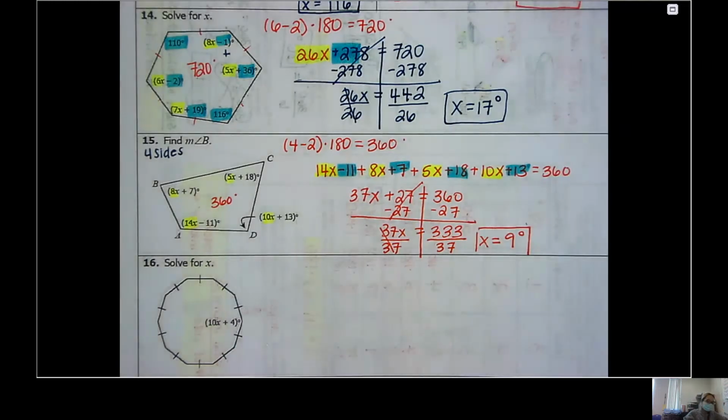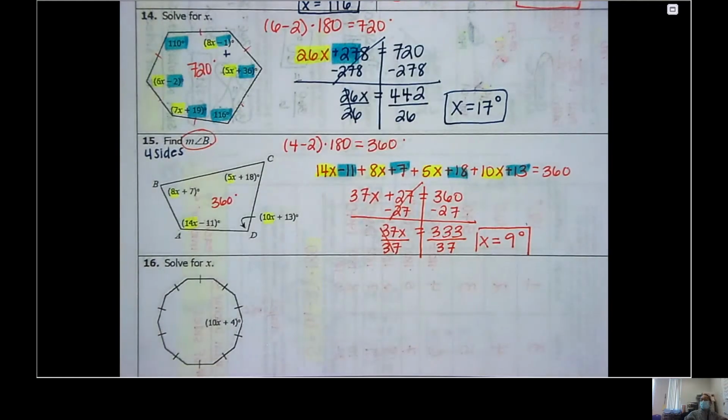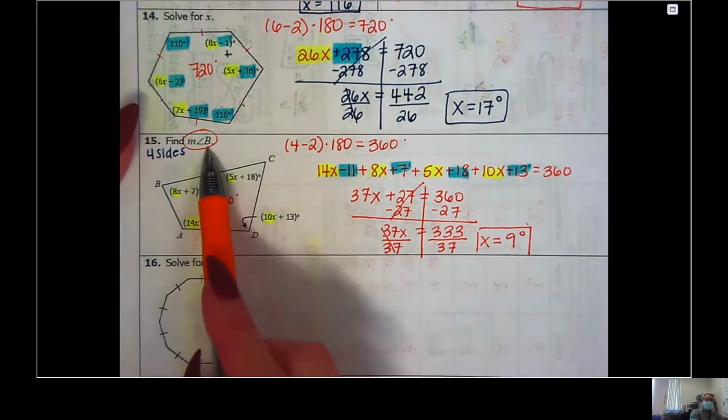Now, am I done? Why? It says find the measure of angle B. It doesn't just say find x. So you found x. What do I do with it? Plug it in. I'm going to take that 9. Now be very careful that you plug it into the correct angle. It asks for angle B.